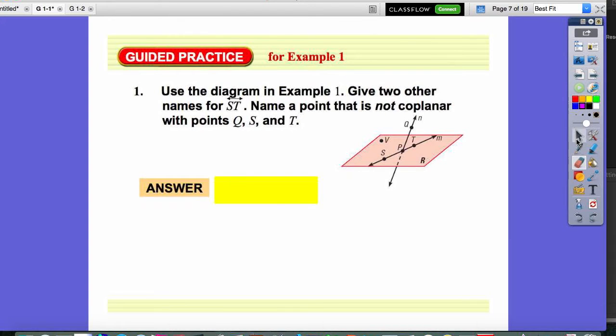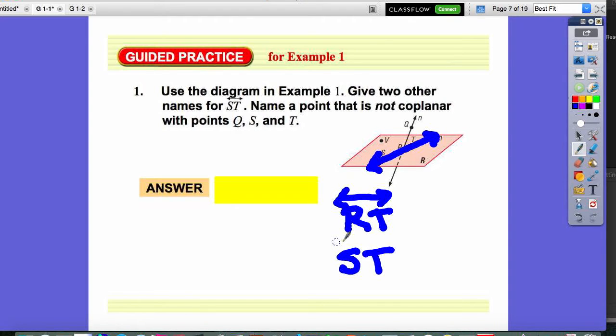So now we're going to have some practice for this. Use the diagram in example 1, and this is the diagram. I've copied it back in here. Give 2 other names for line ST. It's line ST there. You could also call it line RT, since points S, R, and T are all in the same line. You could call it ST. And I don't remember what was italicized there. Oh, there's a little m, so you can call it line m.